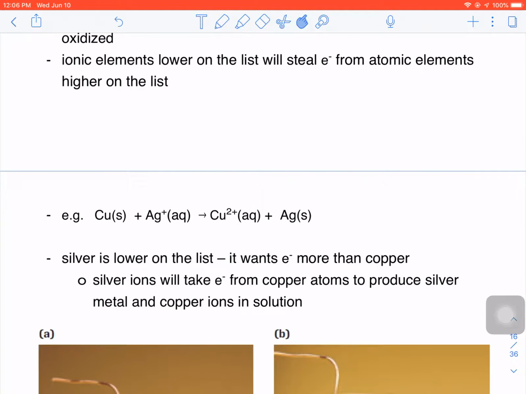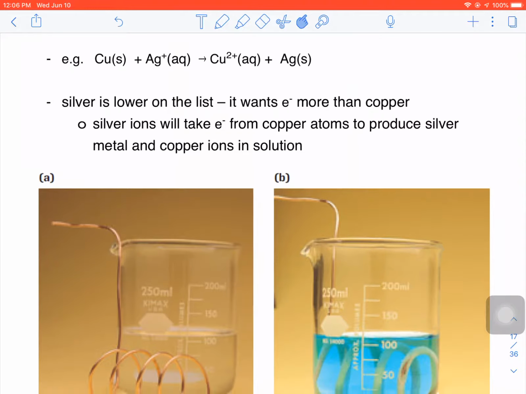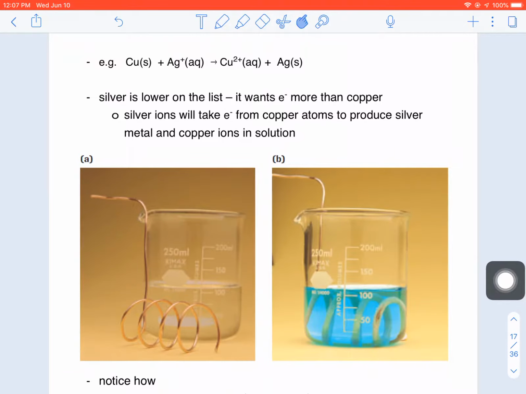an example here. So if I took a piece of copper, so you see I've got a piece of copper here, and I'm going to wind the end up into a bit of a coil, and I'm going to drop it into a solution of silver nitrate. Silver nitrate dissolves very well. So here this looks like water, but it's actually got water with silver nitrate dissolved in it. So there are silver ions in here. And I've got elemental copper.